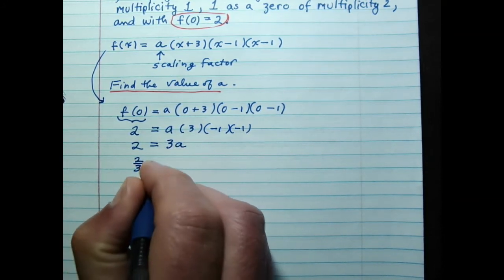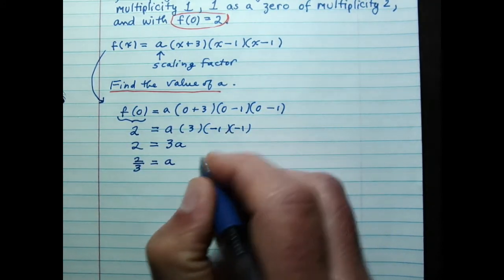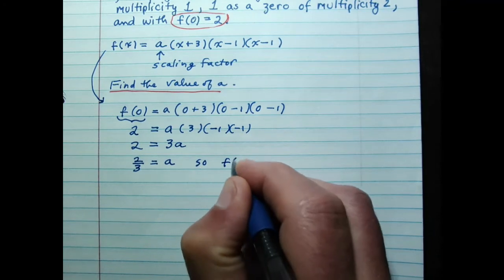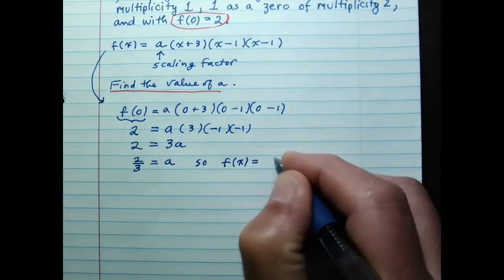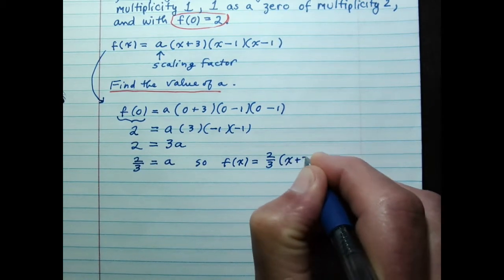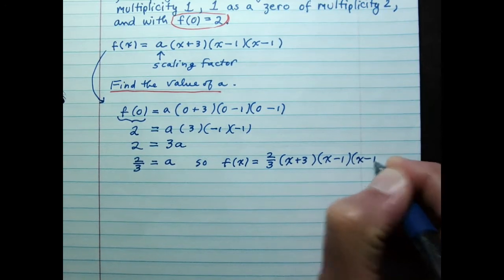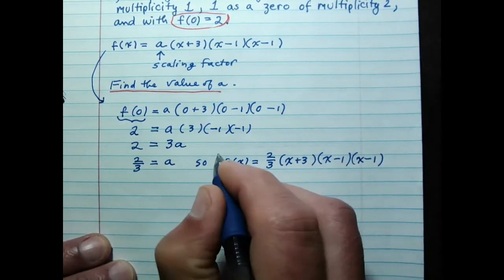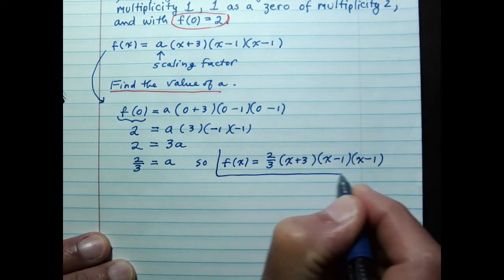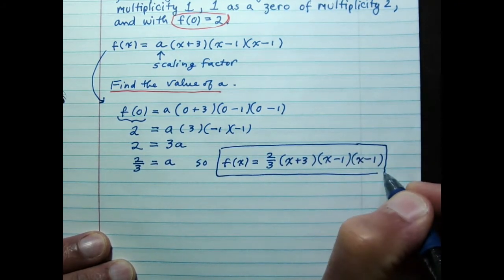Divide both sides by 3. 2/3 is a. And so f of x is equal to 2/3 times x plus 3 times x minus 1, x minus 1. This is the factored form of the polynomial.